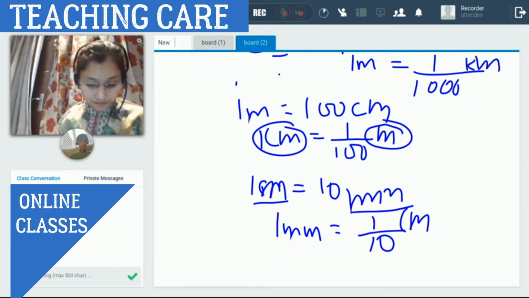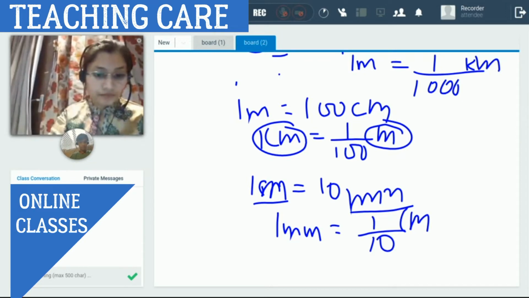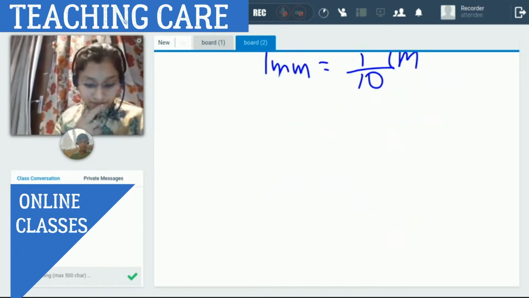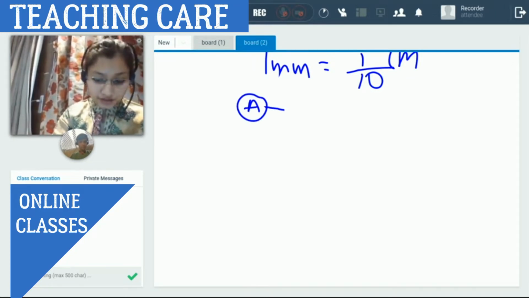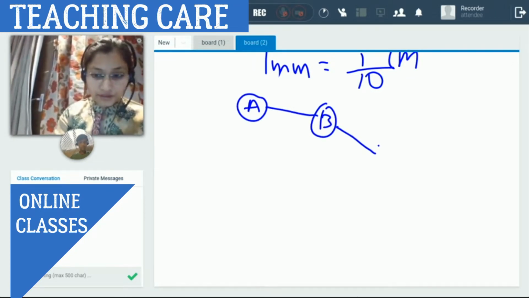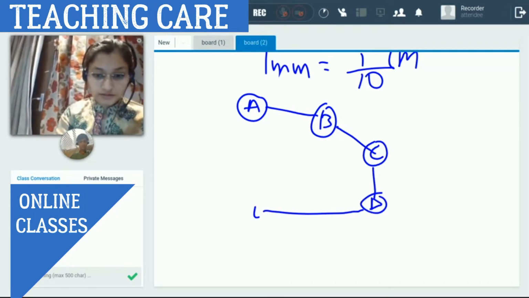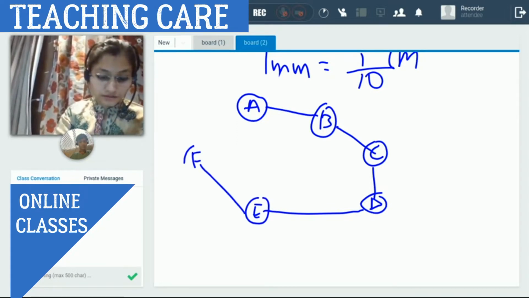Now on page number 13, there is a question at the end, "Try these." There is a figure over there. I am drawing it for your reference. It's A, B, C, D, E, F, G, and then again A.